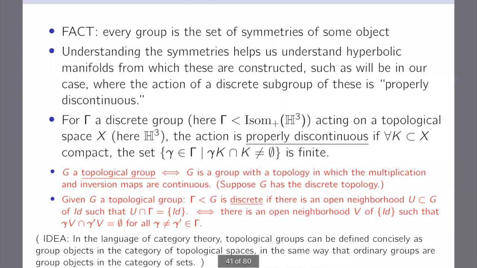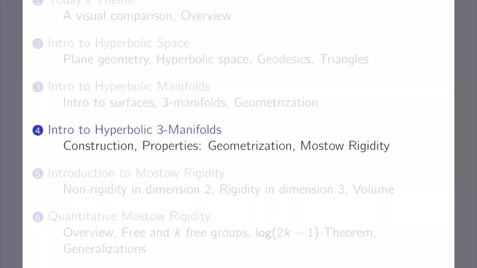Okay, I'm going to summarize this slide by saying that the action of gamma, a subgroup of the isometry group of H3. So we're looking at discrete groups, which means that for a point X in hyperbolic space and given my group gamma, if I look at the images of X under gamma, that set of points is a discrete set. So that's one way you can understand that the action is nice, okay? And here we are, intro to hyperbolic 3 manifolds.